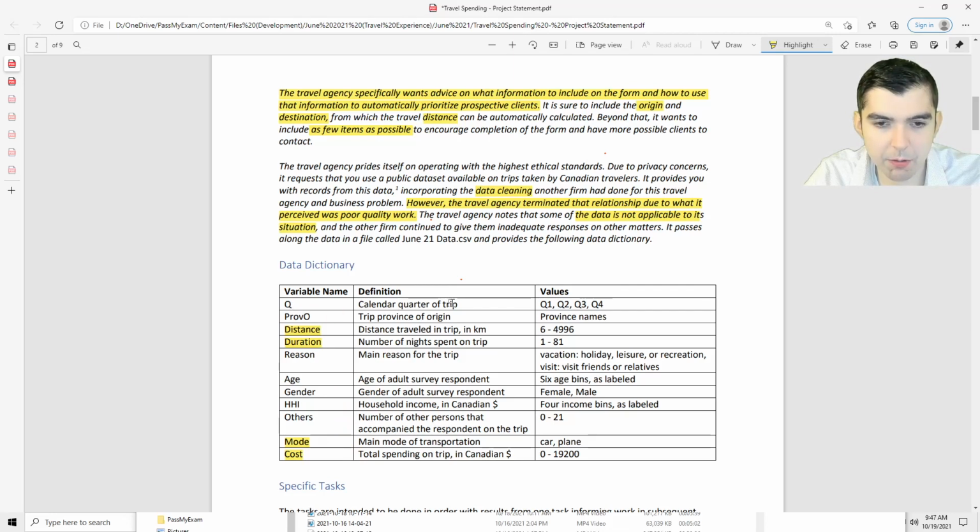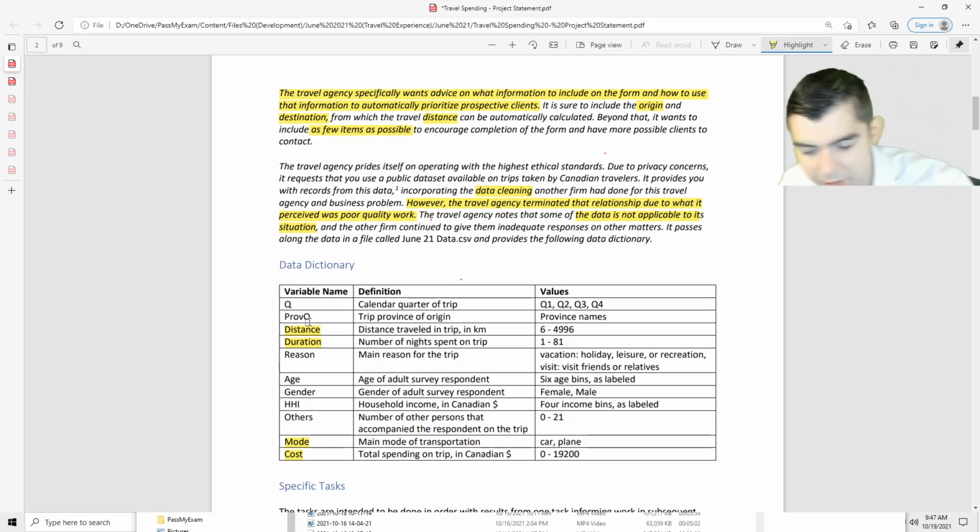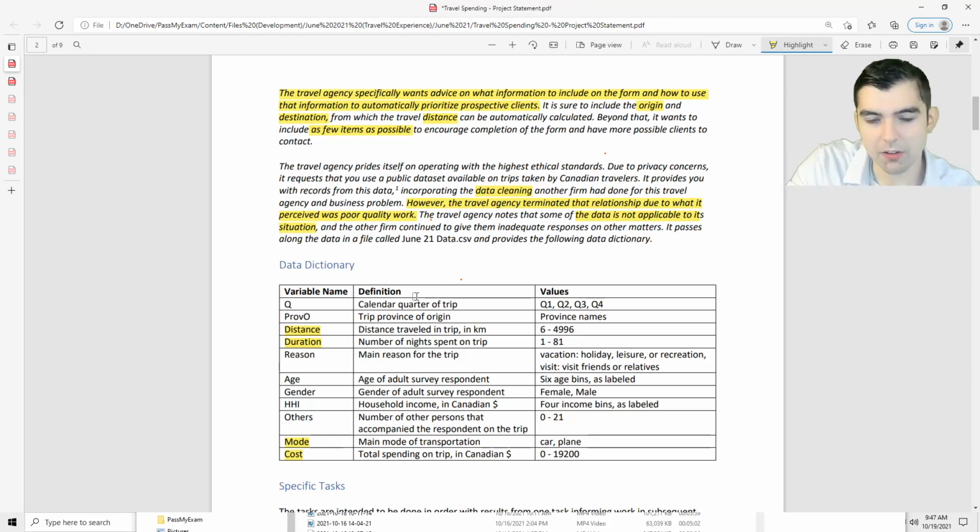Do you need the calendar quarter of the trip? Well, we're only interested in the cost. So if someone's traveling in January or February, I don't think that, if someone's traveling in the spring versus the winter, for example, that really makes a difference. No. What's the reason for the trip? I don't know. Let's look at the data.